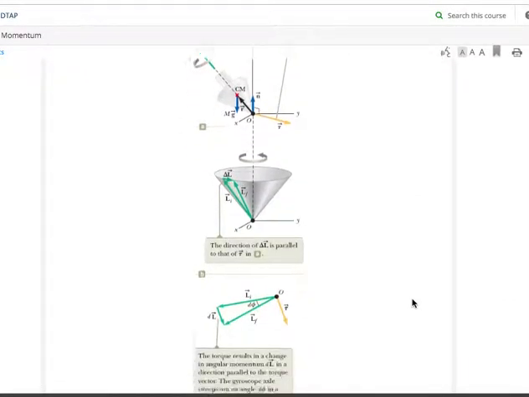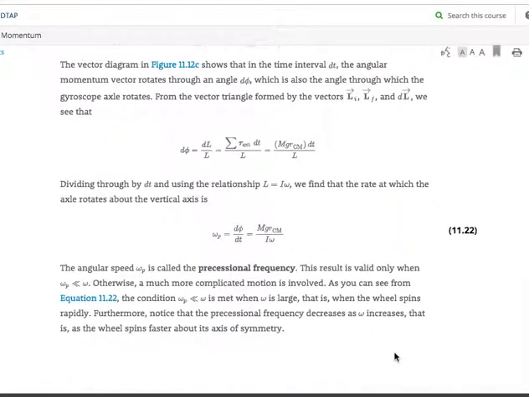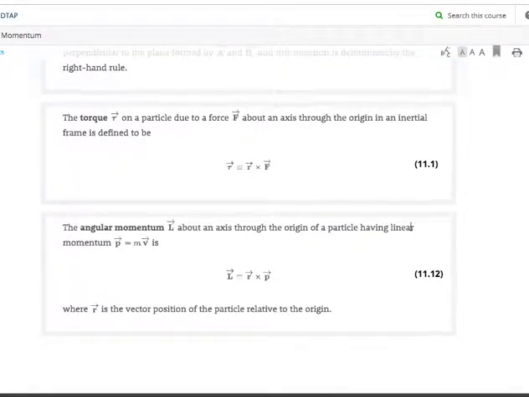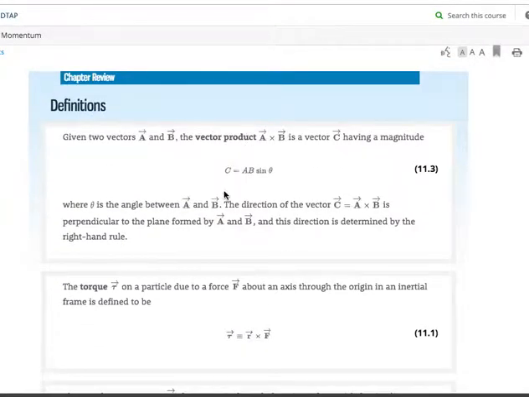Precessional motion, I just want you to be familiar with it. I don't think you'll see it on the AP exam. You should be familiar with all of these.